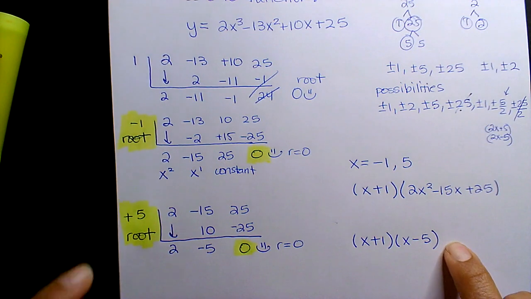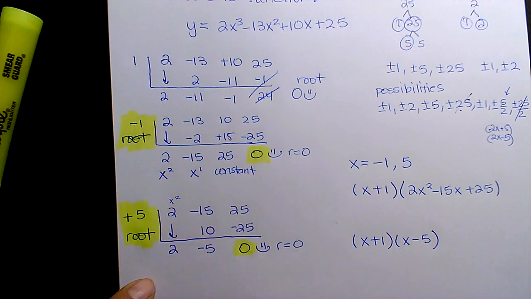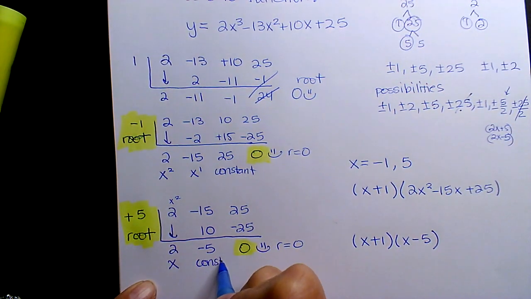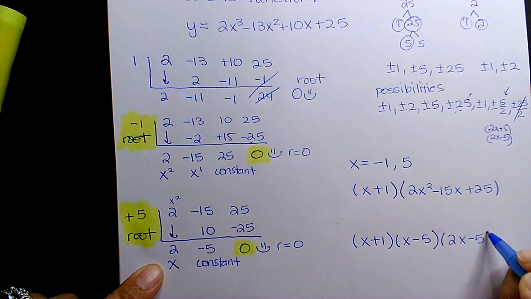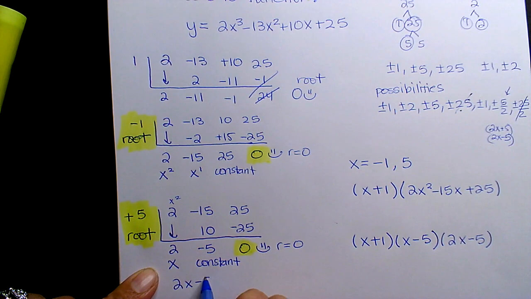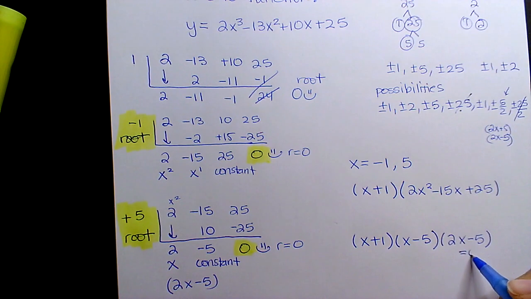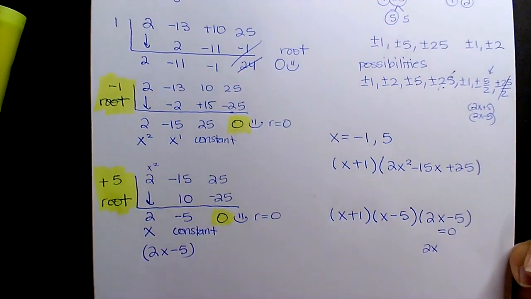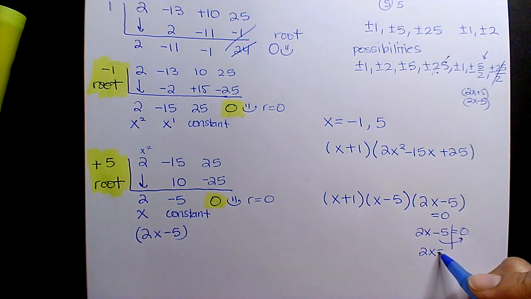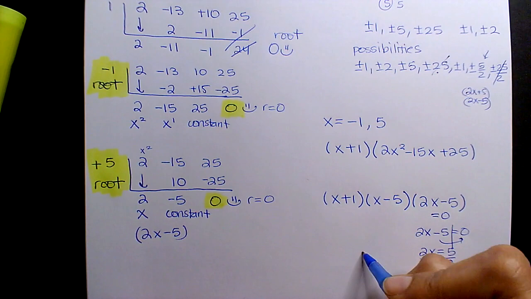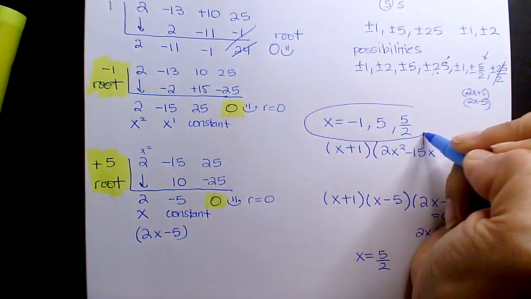Okay, so what's your third? It's here. Remember, if this was a 2, right, because that's x squared, this is an x, and this is now my constant. So that means this is 2x minus 5, that factor. Okay, so then if you zero product property that, 2x minus 5, right? Add the 5 over, 2x is equal to 5, divide by 2, and so I get 5 halves. And so there's your answer.